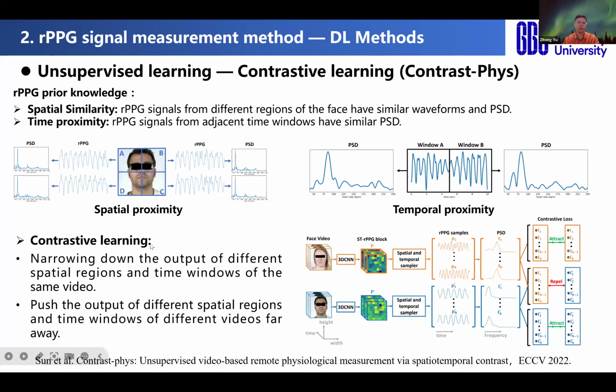Okay. And then what is contrastive learning? Based on these two prior knowledge, they will do some augmentation. For example, different spatial region augmentation and different window sampling. So for two subject videos, they will get different kinds of augmented signals, right? And they will estimate the PSD distribution for the different signals. They will attract the PSD distributions from the same subject, and they will repel them from different subjects.